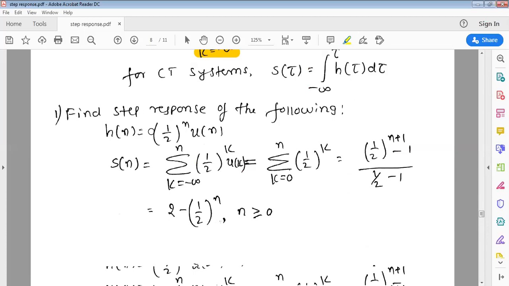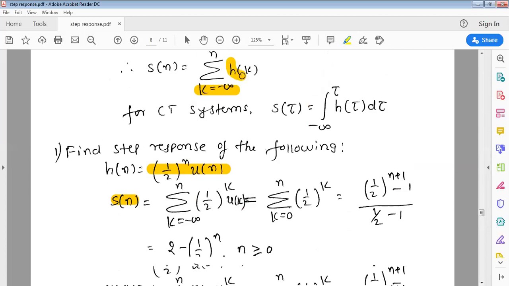So let us solve the step response problem. Let us have h of n equal to 1 by 2 power n u of n. I want to know what is s of n. Once again, I'll directly start with summation from k equal to minus infinity to n, 1 by 2 power k into u of k. So obtain h of k. What is the value inside the summation? It is h of k. Wherever n is there, replace it by k and write inside the summation. That is minus infinity to n, 1 by 2 power k u of k.